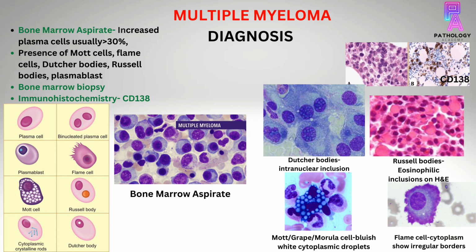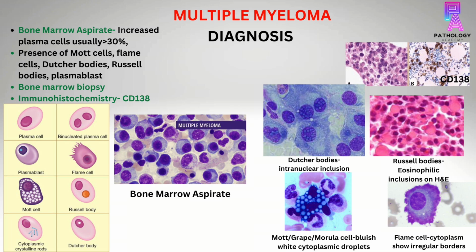To elaborate, the Mott cell, grape cell, or morula cell has blue-white cytoplasmic droplets in the plasma cell and has been shown here in the image. The flame cell: when the plasma cell cytoplasm shows irregular borders and gives a fiery red appearance, it appears as a flame, and then these modified plasma cells are known as flame cells. Dutcher bodies are actually intranuclear inclusions which can be seen in the image here. Russell bodies on H&E section will be seen as eosinophilic inclusions in the plasma cell.